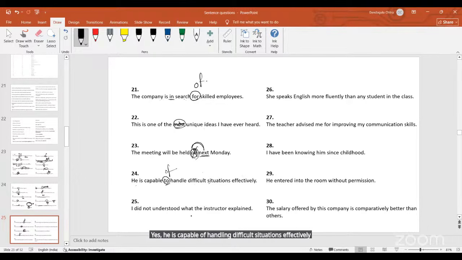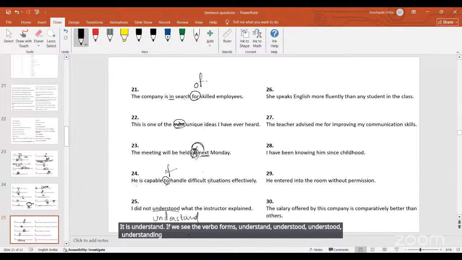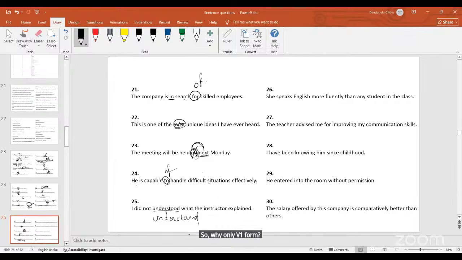I did not understood what the instructor explained. I did not understand. Yes, tell me why. Why understand? Your answer is correct. It is understand. If we see the verb forms, understand, understood, understood, understanding. So why only V1 form? We already discussed it. After modal verbs, we should only use V1.